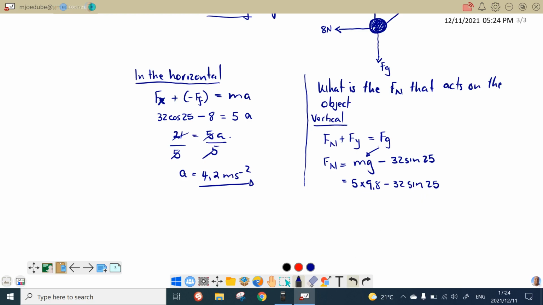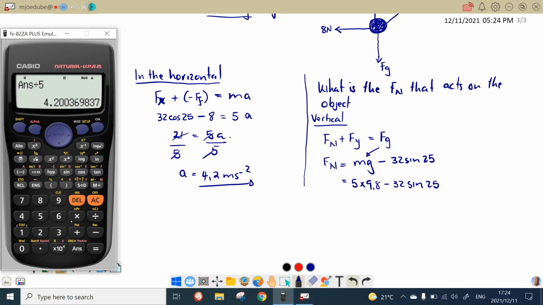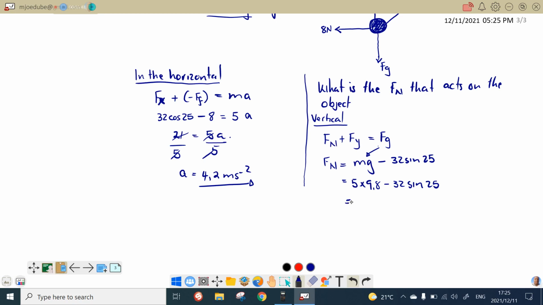Then you put that into your calculator: 5 times 9,8 minus 32 sine 25. So your answer is going to be equal to 35,48 newtons. This is going to be the Fn that is experienced by the object.